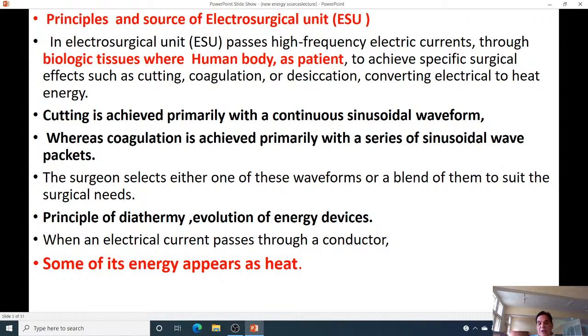Whenever an electric current passes through a conductor, this conductor can be water, it can be air. In our case, it is the human body. Whenever the electric current is passing through our body, some of its energy, not all, appears as heat. And we are making use of that heat for our coagulation, cutting or desiccation purpose. Remember, the electrical energy is converted into heat energy for all electrosurgical units. That is the work of the diathermy machine.